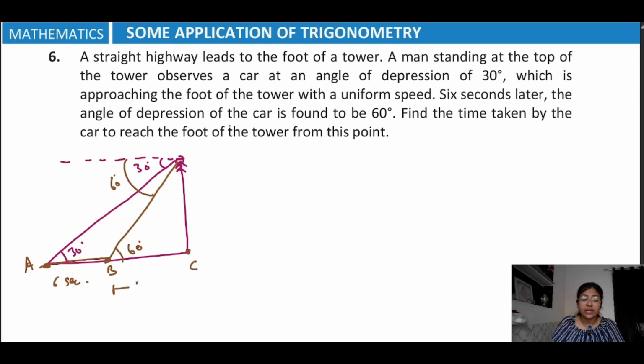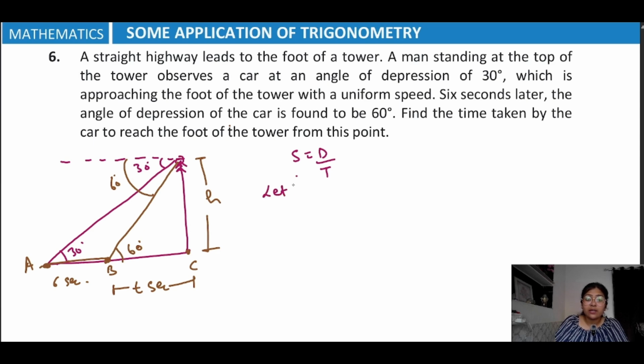We need to find out this time, so we are letting this time as T seconds. What is the height? Height is given? No. So we are letting the height of the tower as H. You know, speed is equal to what? Yes, speed is equal to distance over time. The time is given, but we find the trigonometric ratio when the distance is provided. So we need to change this time in terms of distance. So let the uniform speed of the car be x meters per second.